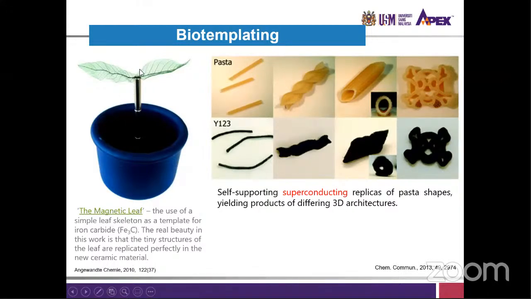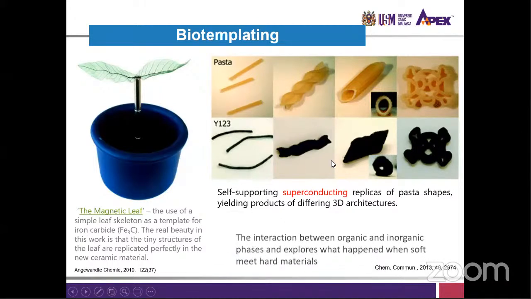Okay, this is the leaf that has been used as a simple skeleton and also template for the iron carbide, and it is magnetic. This leaf is magnetic. And then there is also a self-supporting superconducting material that replicates a pasta shape here. Okay, that's yielding a product with 3D architecture.